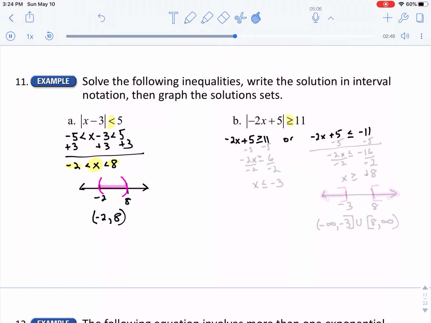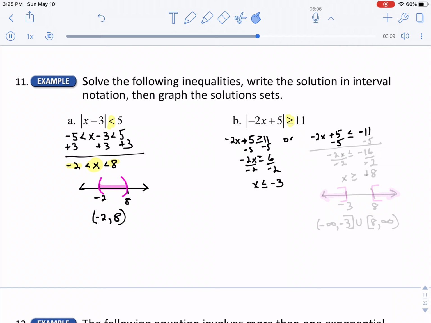For the left one, I'm going to subtract 5 from both sides. So I get a negative 2x is greater than or equal to 6. Divide both sides by a negative 2. But don't forget, when you divide by a negative number, you've got to flip that sign around, so x is less than or equal to a negative 3. All right, let's go solve the other one.